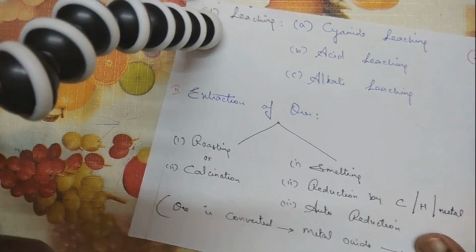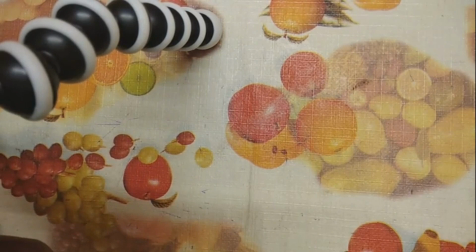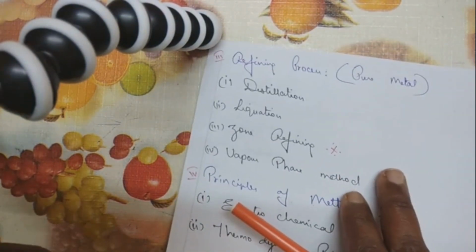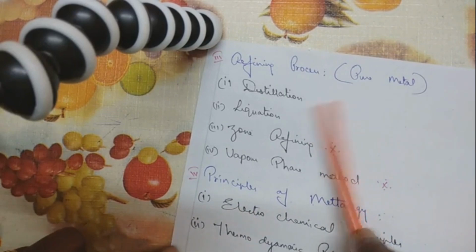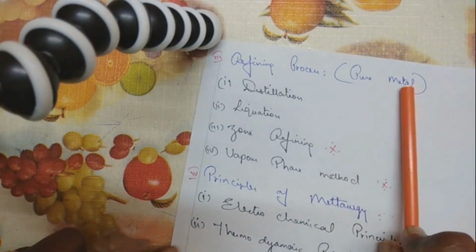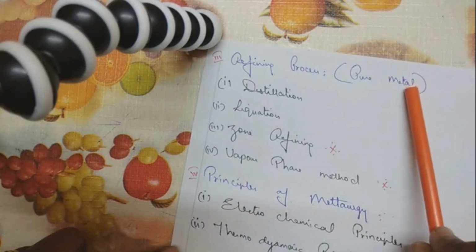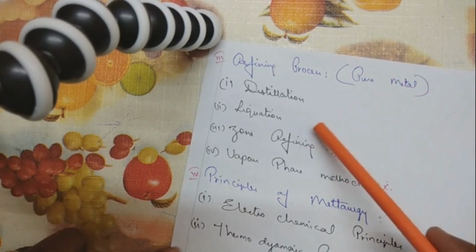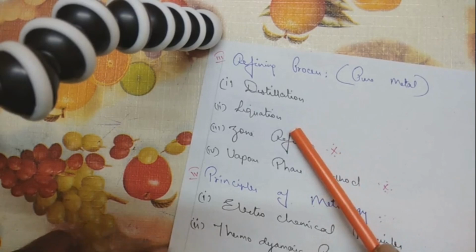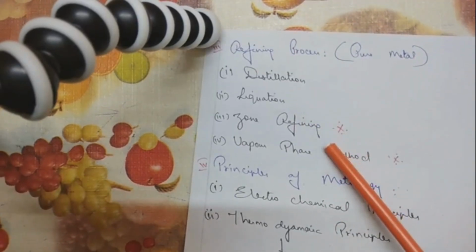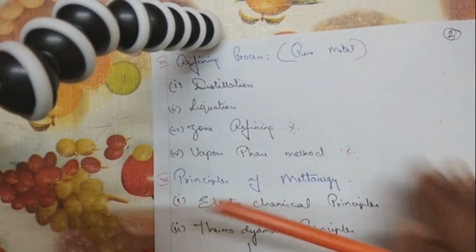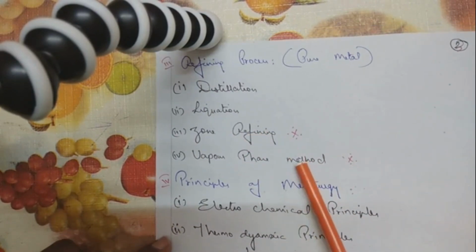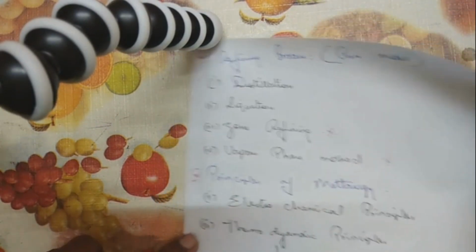possible. Now after extracting the metal, we move on to the next concept called the refining process. Now what is the meaning of refining process? It is the purification of metal, or getting the pure metal. Here again you have 4 different procedures: distillation, liquefaction, zone refining and vapor phase method. From the exam point of view, zone refining and vapor phase methods are very important.